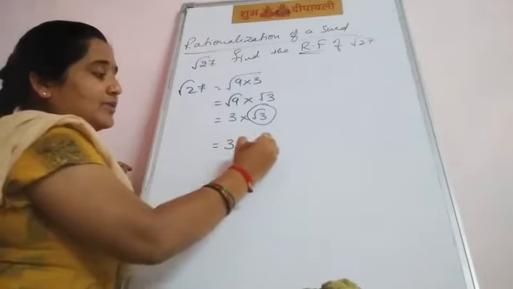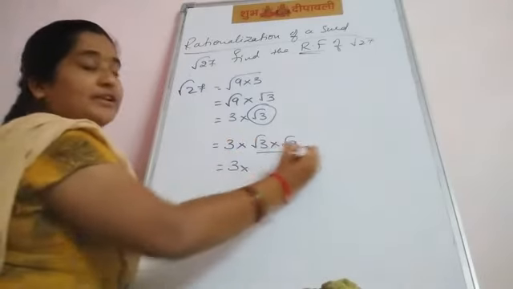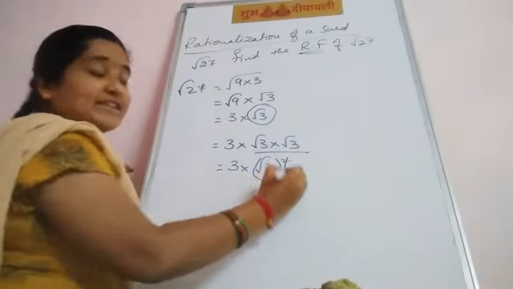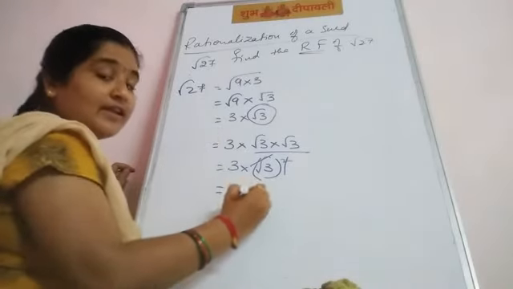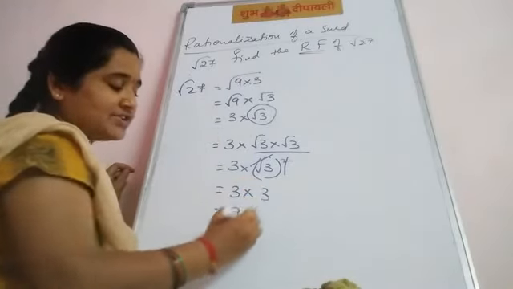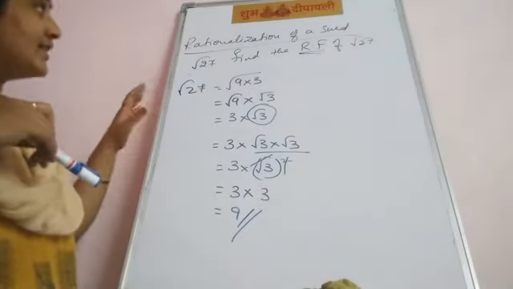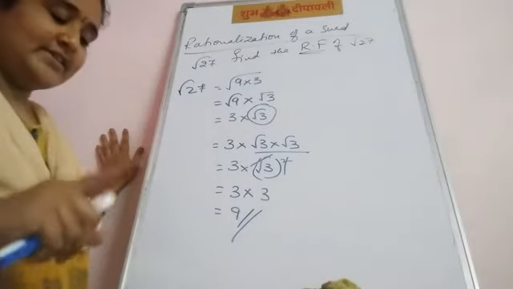3 root 3 into root 3. How many root 3s are there? 2. Root 3 whole square. Square and square root get cancelled. 3 into 3 equals how much? 9. So here root 3 is the rationalizing factor of root 27.